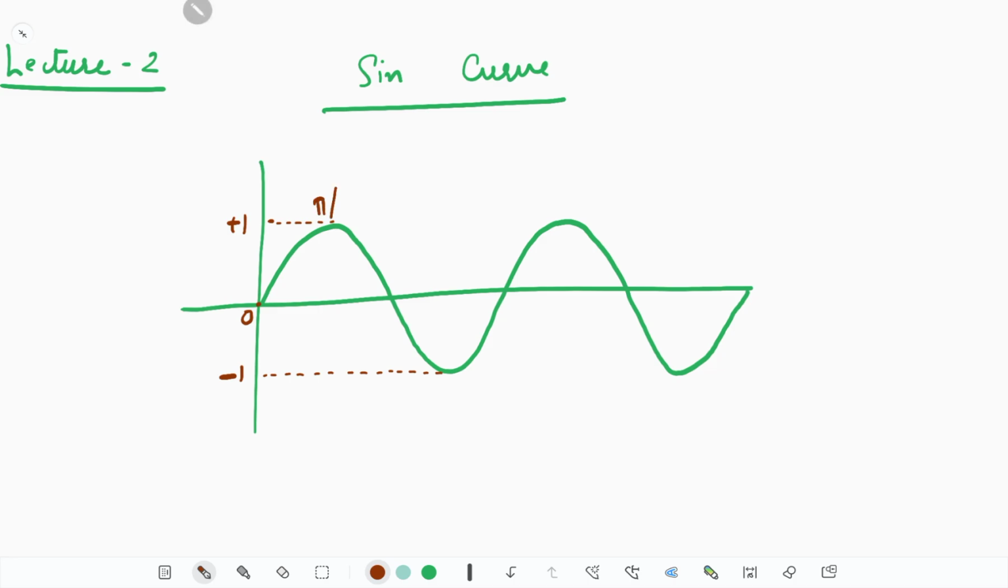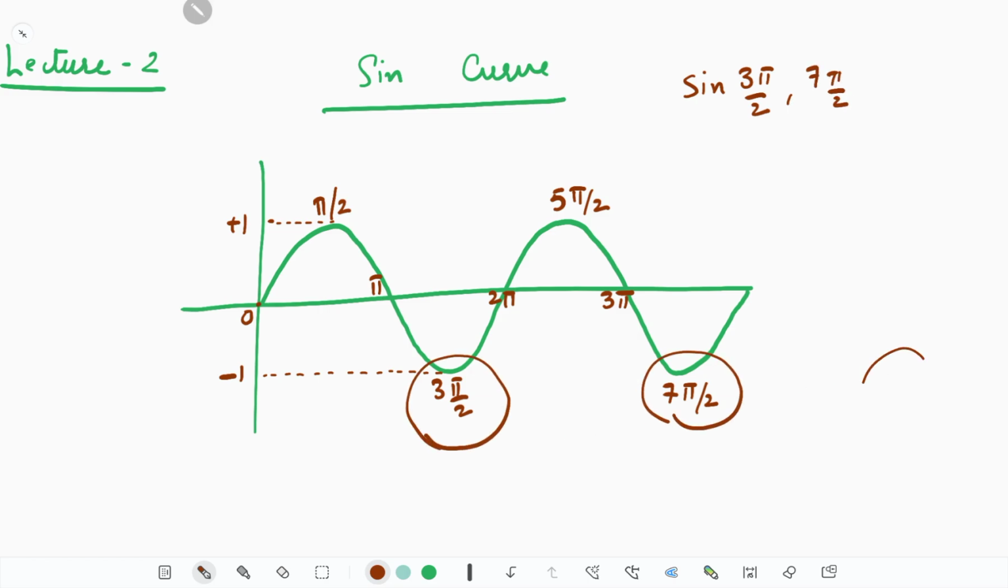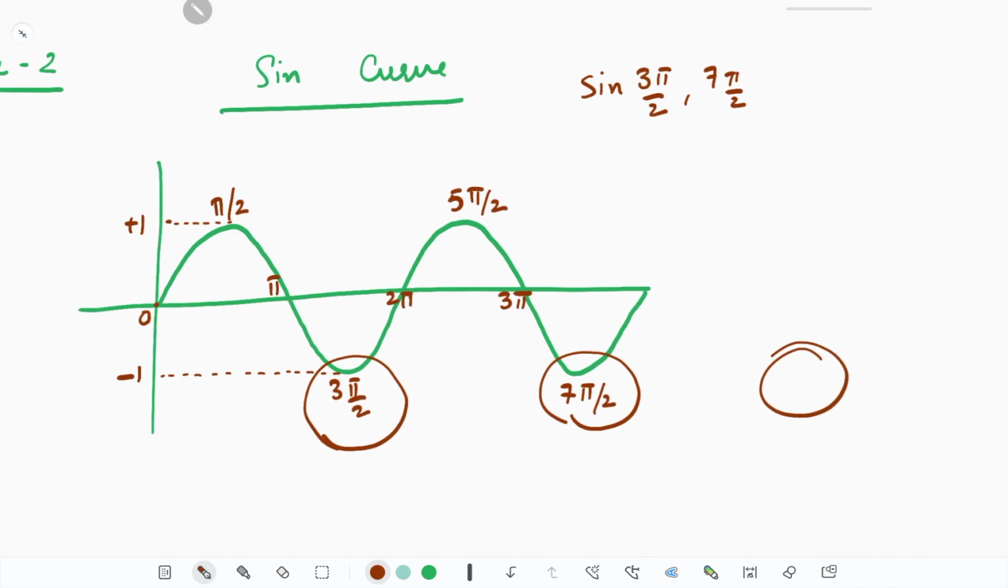So here pi by 2 and here pi, here 3 pi by 2, 2 pi, similarly here 3 pi and so on. Here 5 pi by 2, 7 pi by 2. If you will get sine 3 pi by 2, or 7 pi by 2 and so on, that means this value or this value are coming values in denominator, then the value will be equals to minus 1, that is this.